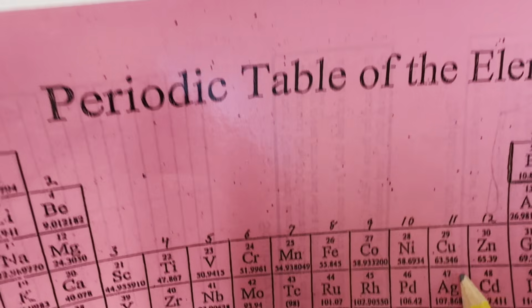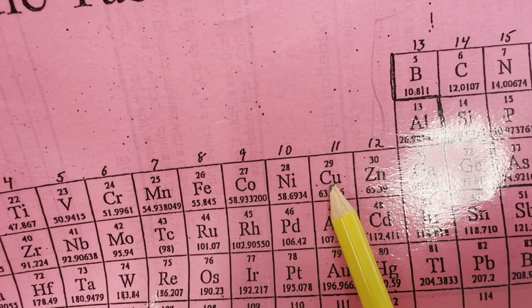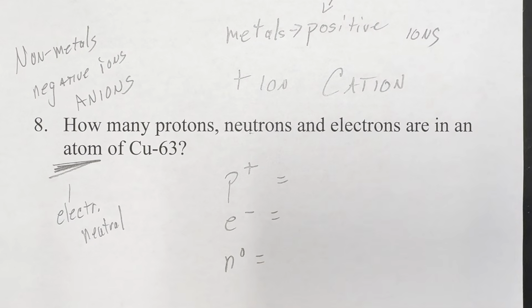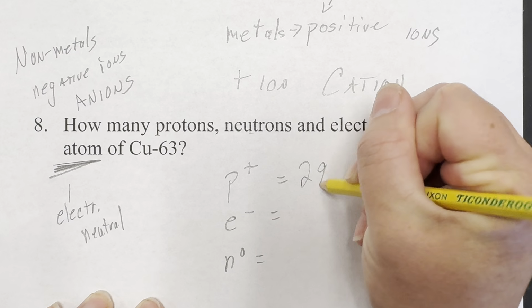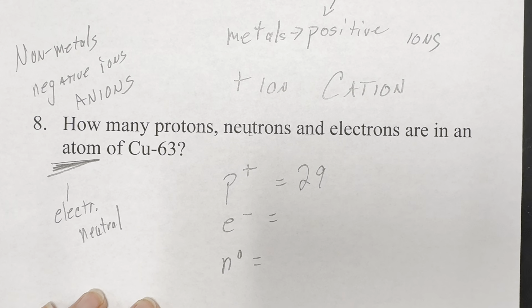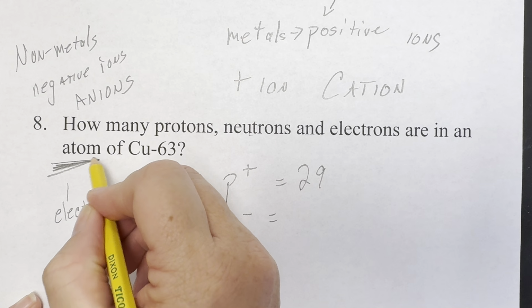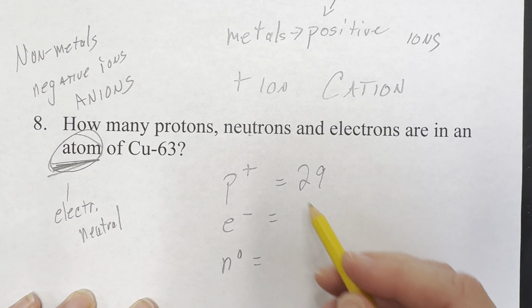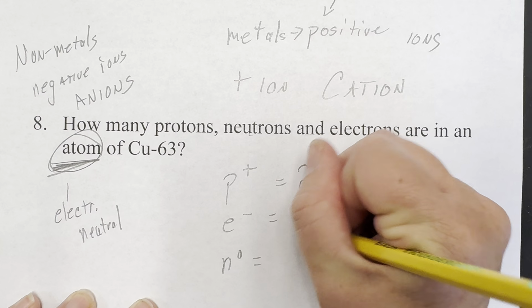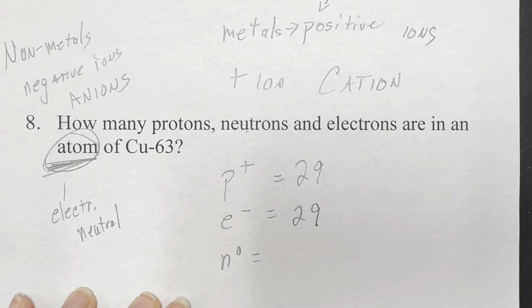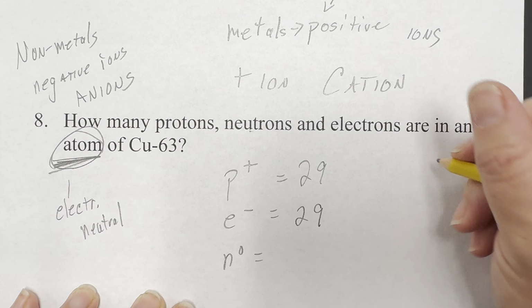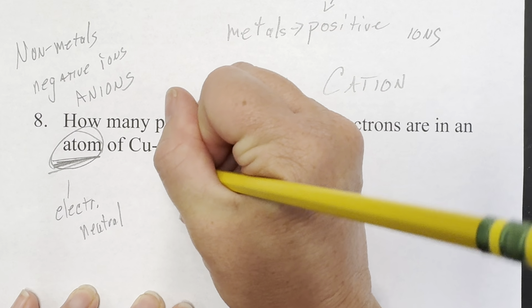And copper right here, you see my pencil? Copper right here has an atomic number of 29. So that means it is going to have 29 protons. Anything having to do with copper is going to have 29 protons. Because I use the word atom, it means that the protons and the electrons are the same. So that's 29 electrons.